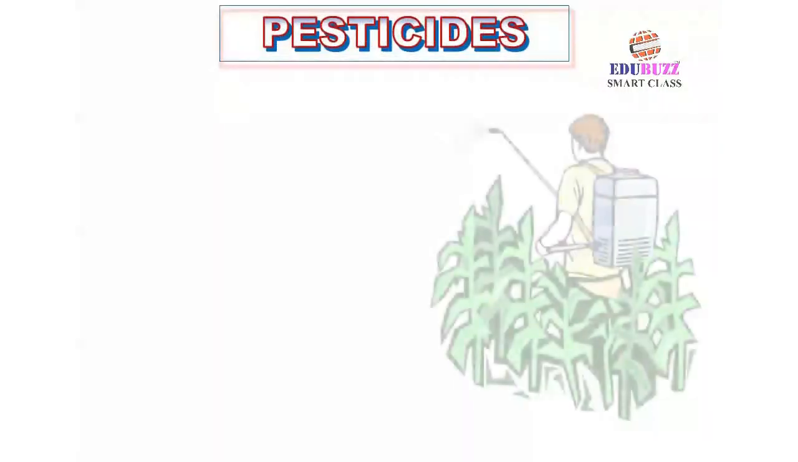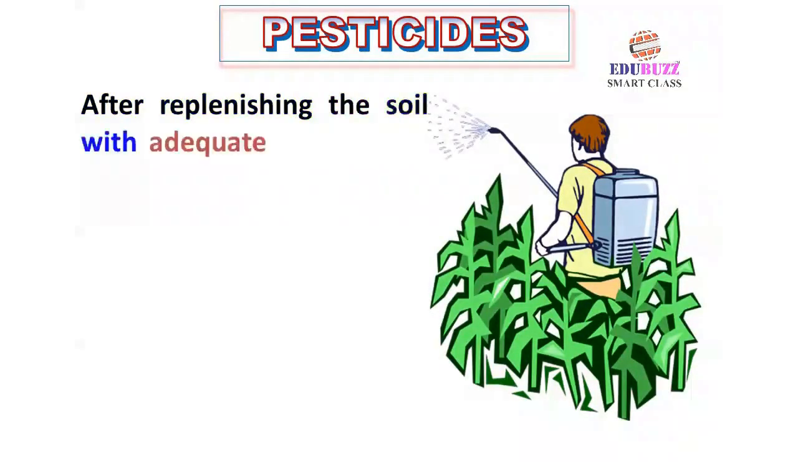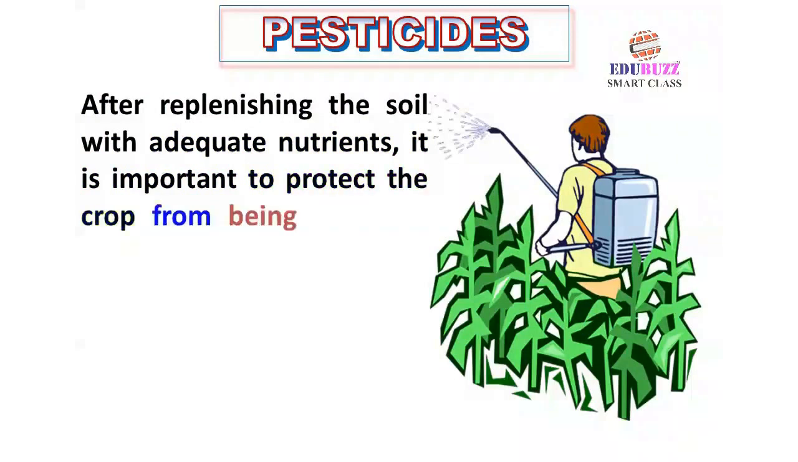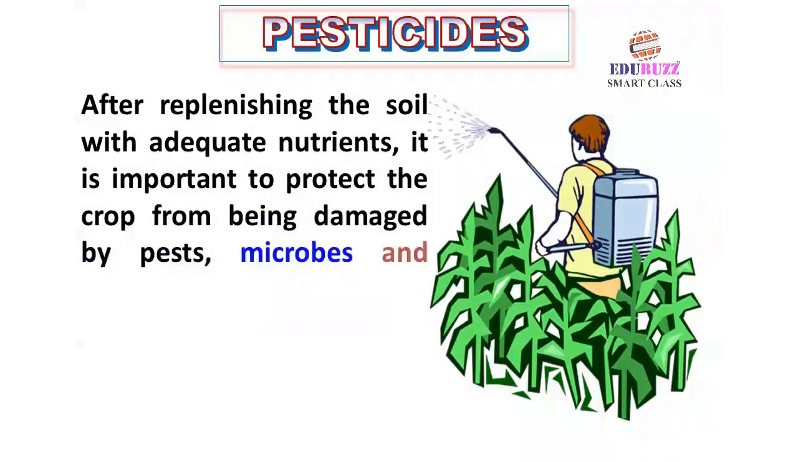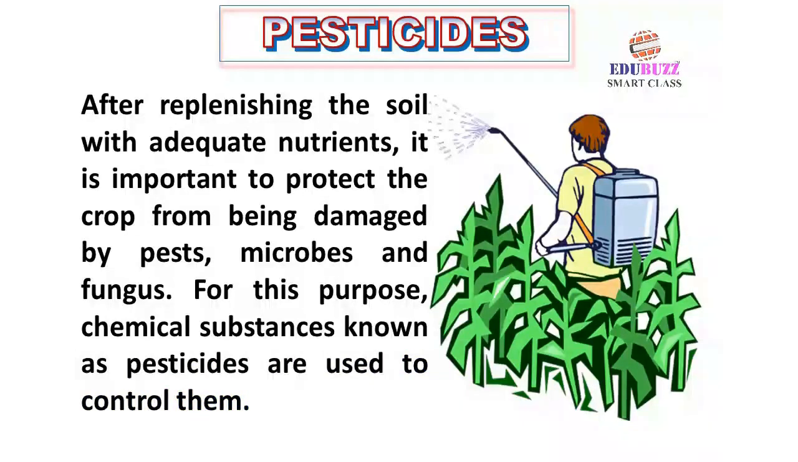Pesticides. After replenishing the soil with adequate nutrients, it is important to protect the crop from being damaged by pests, microbes, and fungus. For this purpose, chemical substances known as pesticides are used to control them.